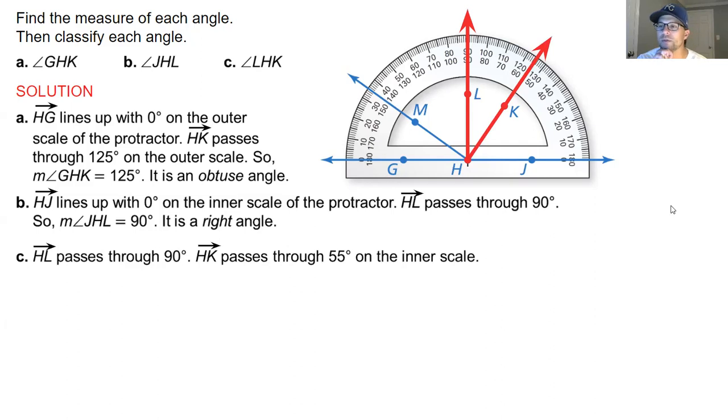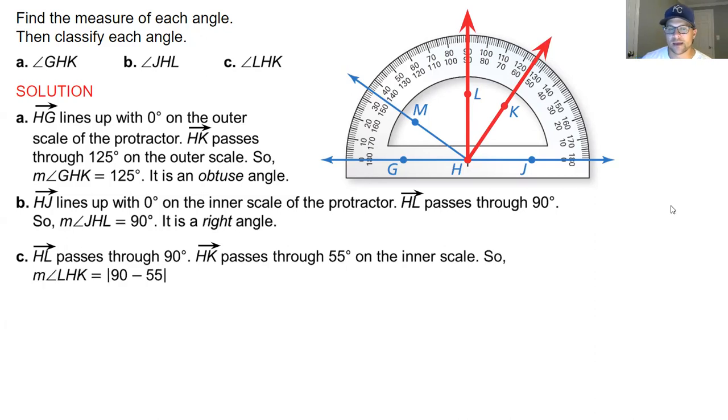So you could do either the inner or the outer, but as long as you are looking at which number you're starting with for your other side, since HL is passing through 90 on both the inner and the outer, you could have chosen either option, but just be consistent when you're looking at sides that are not on a 0. So we're starting at 90 and then we're getting to 55.